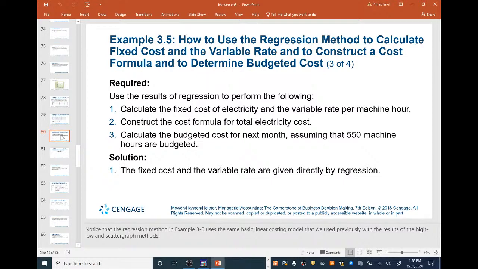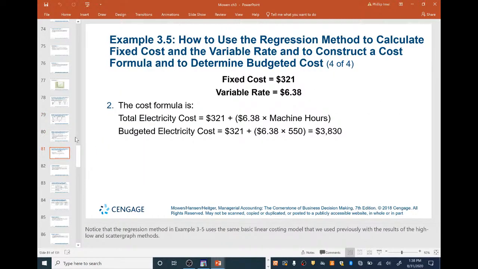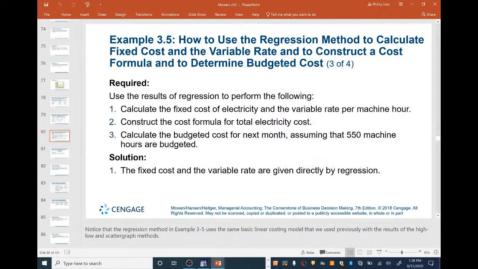Okay, use the results of regression to perform the following. First, calculate the fixed cost of electricity and the variable rate per machine hour, okay? The fixed cost and the variable rate are given directly by regression, the coefficients, remember, from the regression program that we ran. So let's look at that. Fixed cost, 321, and variable rate, 6.38, because that's what they were asking for, right? Calculate the fixed cost of electricity and the variable rate per machine hour. It was given.